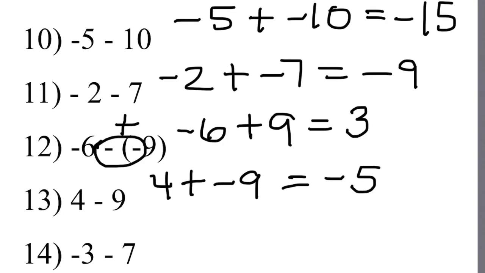Pause the video and try number 14 on your desk. Number 14, if you think about a number line, you're starting on -3 and you're going to the left 7 more. Or you can do keep, change, flip. Keep -3, change it to addition, flip +7 to -7. You have -3 plus -7. Add and keep it negative, -10. So -3 minus 7 is also -10.